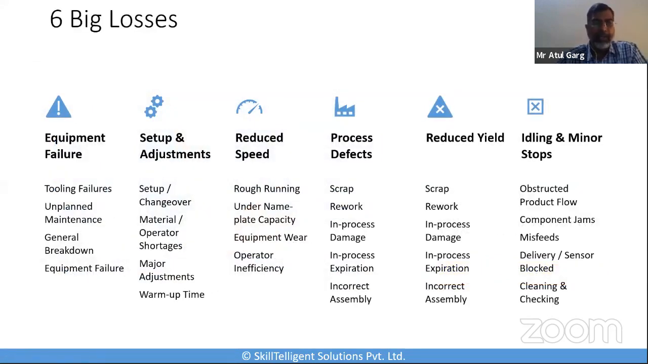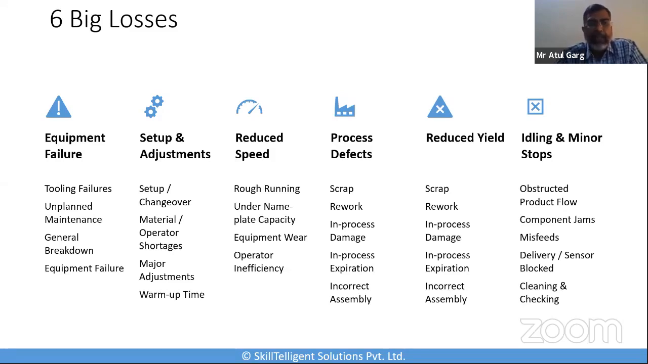Let's go into the detail of each of them. We talked about the 6 major losses, and I'm going to take each one of them one by one, so that once we understand these losses, we can talk about what kind of visual controls can be set up for them. The first one is equipment failure, and it can be tooling failure, unplanned maintenance, general breakdown, or overall equipment failure.